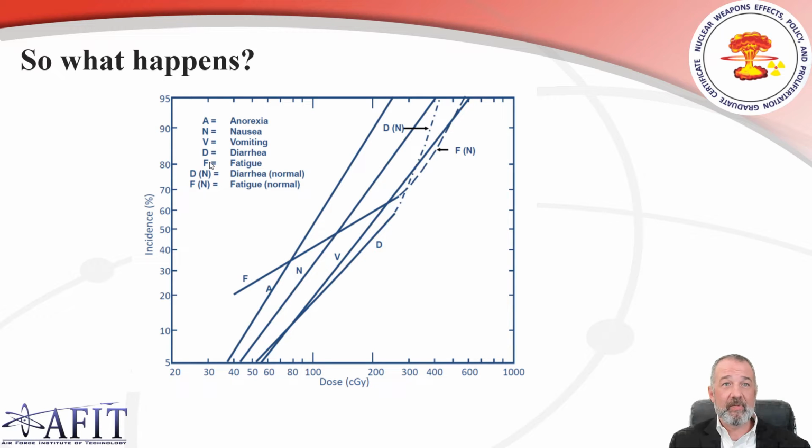So what this is showing for exposure to our GI tract is that we can see these deleterious results with as little as 30 to 40 rads, and the percentage of people exhibiting these symptoms increases quite rapidly as we move up in dose.